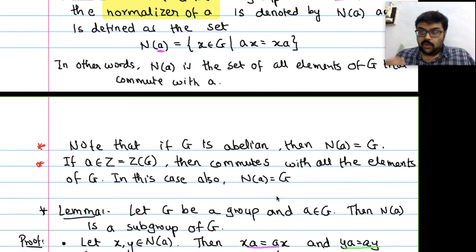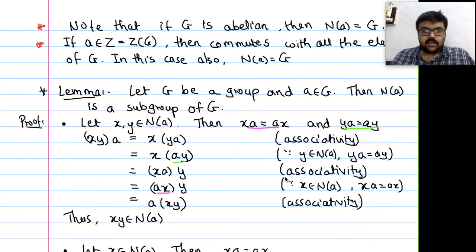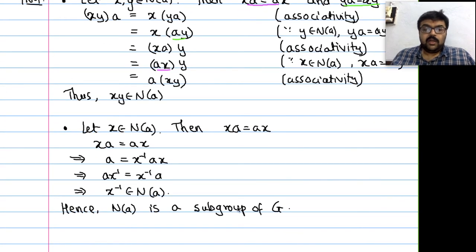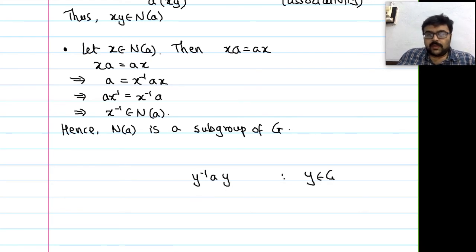What we have observed is that the normalizer is a group. The question is whether the set of all conjugates is a group or not. I ask you to check that. Now the relation between the normalizer and the conjugates. Let me recall what a conjugate of A looks like. A conjugate of A is y inverse A y, where y belongs to G.